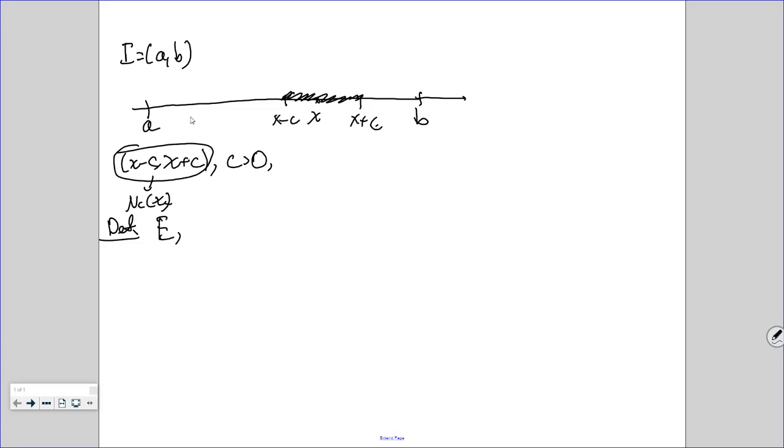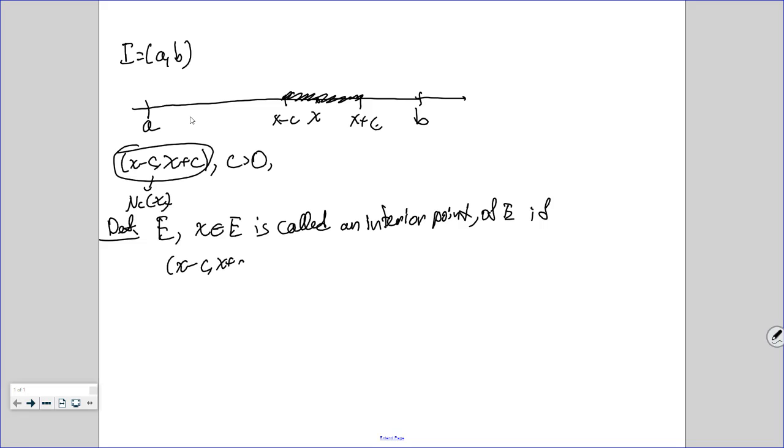If we have a set E, then a point x in E is called an interior point of set E if there exists some neighborhood of x that is inside E. You can see that any interval AB has infinitely many points, and it turns out that for the open interval AB, all points are interior.